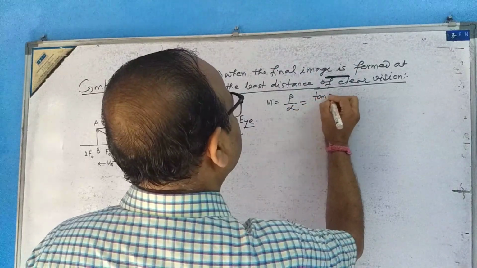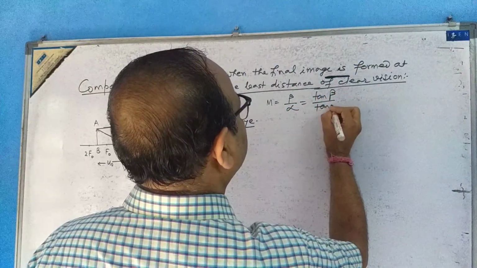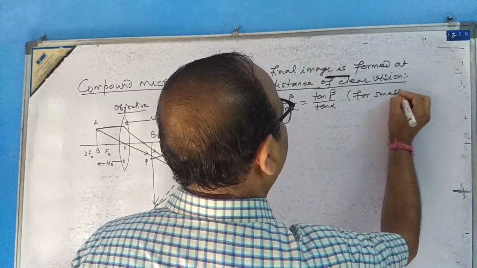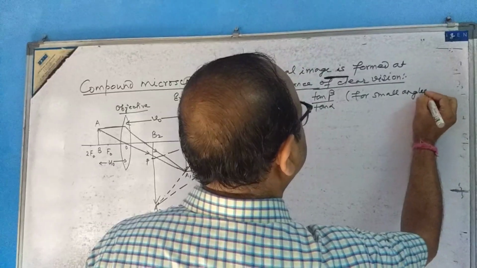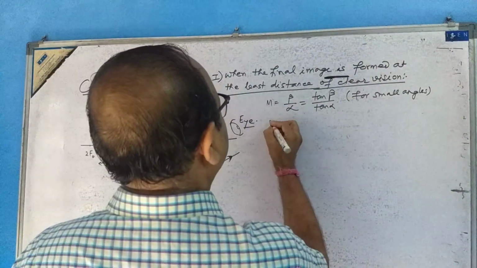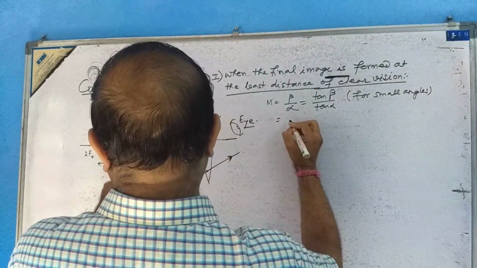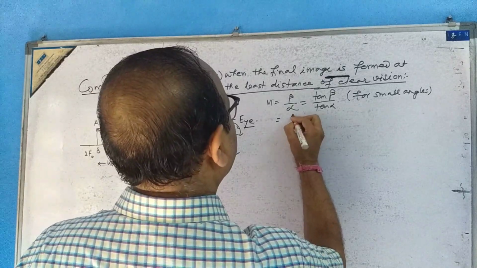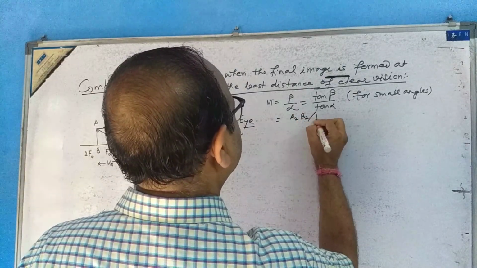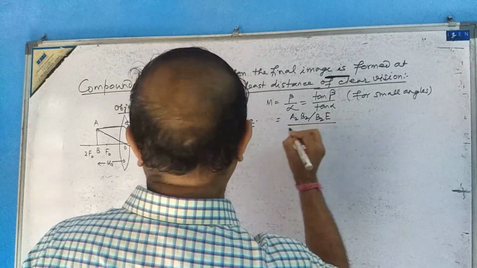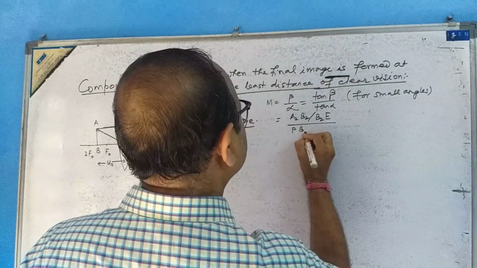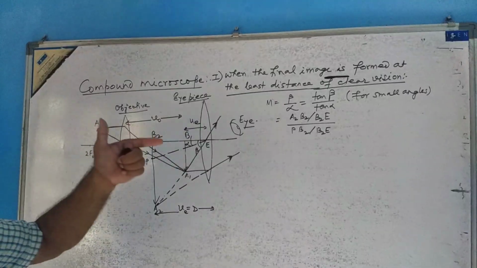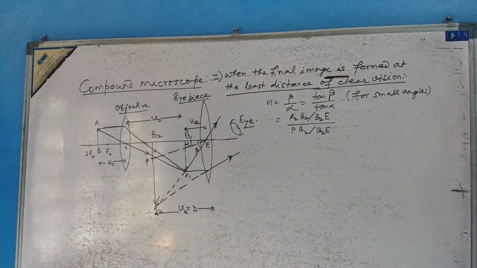Fine, it's there. Then according to the definition which we have already mentioned, m should be equal to beta by alpha, which is again tan beta by tan alpha, due to the same reason, again for small angles. Then what is tan beta? Look, A2B2 by B2E, and tan alpha is PB2 by B2E. I hope you understand. Tan beta and tan alpha we have already mentioned here.